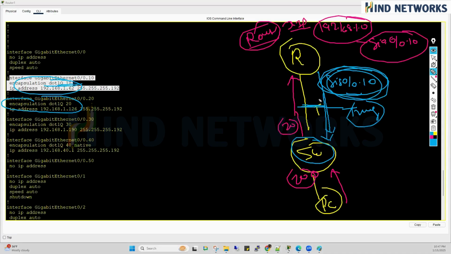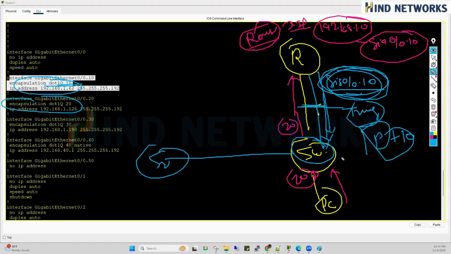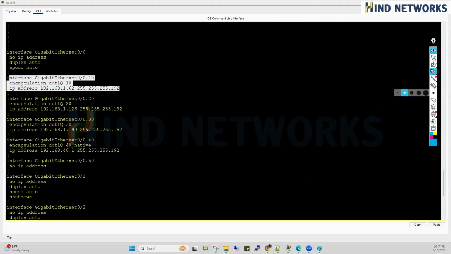So now when this router shares the packet by gig 0/0.10, the packet carries the VLAN number 10 tag. So when this switch receives it, the switch will now understand, oh, I need to forward this packet towards here. And when this switch forwards this packet towards here, the switch will add the VLAN number 10 tag and then forward towards the switch. I think this is clear to all of you, everyone. Yes or no? Clear?